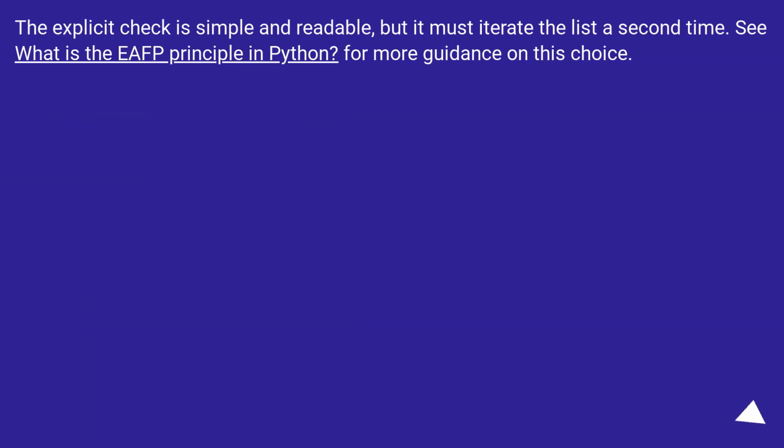The explicit check is simple and readable, but it must iterate the list a second time. See "What is the EAFP principle in Python?" for more guidance on this choice.